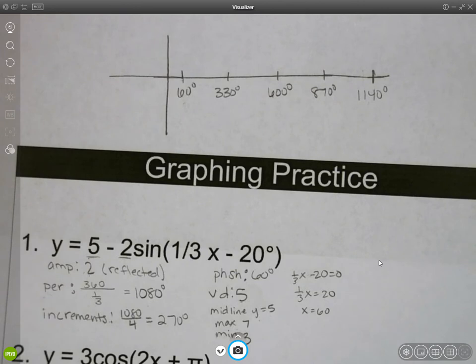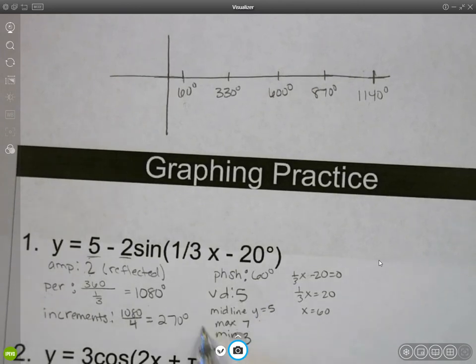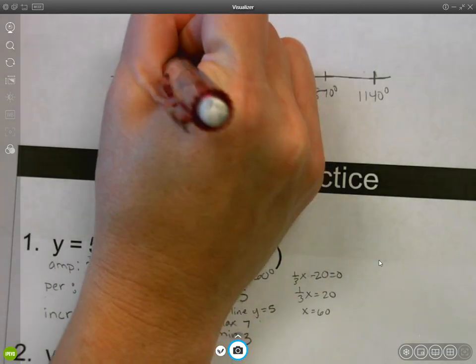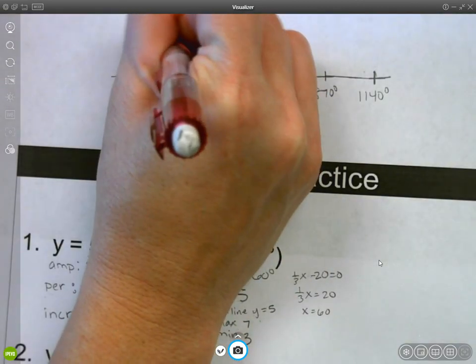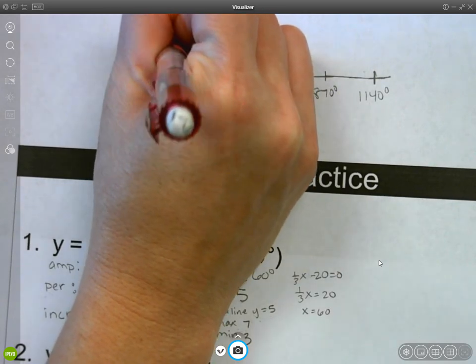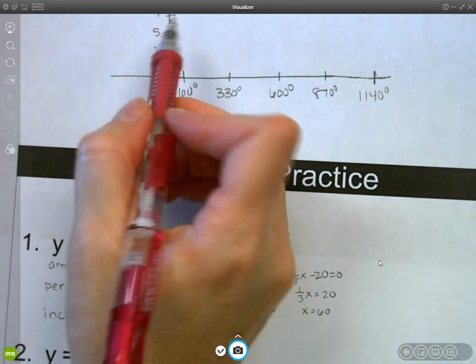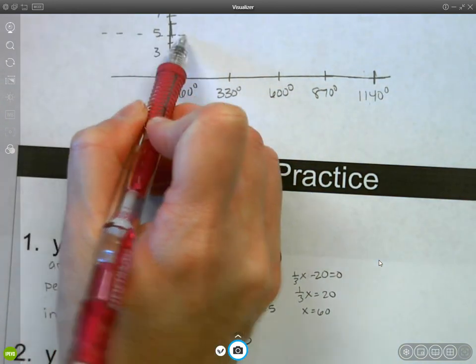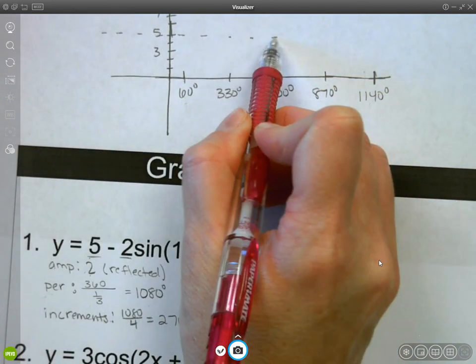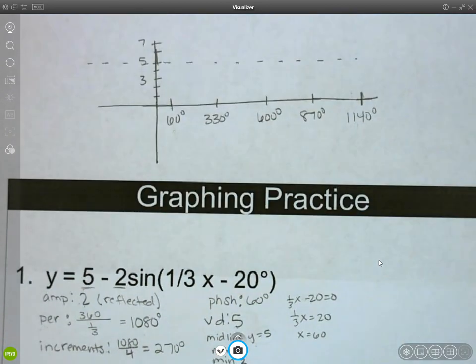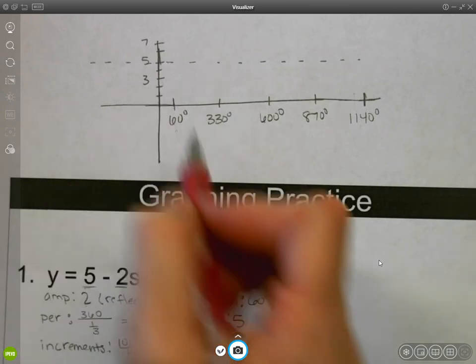All right, to label your y-axis, we use these numbers. So we have a middle point of 5, a high of 7, and a low of 3. And those are the only numbers I'm going to put on there. So we have a 3, a 5, and a 7. All right, putting a dotted line where your midline goes helps people remember that that's like my new 0.